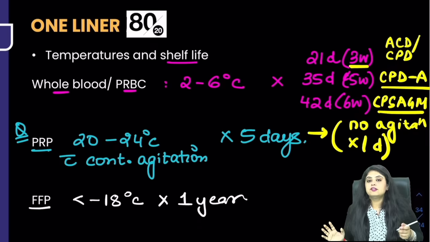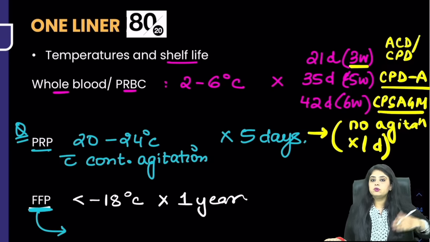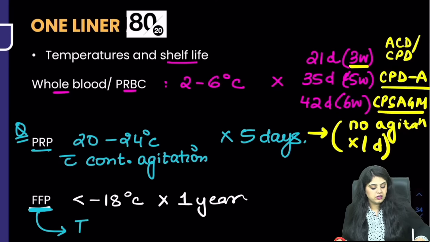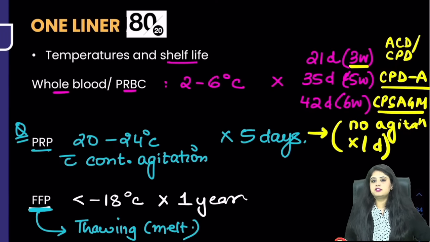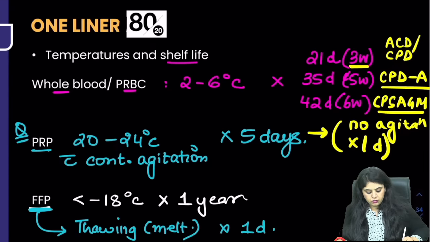However, now AIIMS will ask you that it was in a frozen state, but you took it to your ward and in those 20 minutes, it melted. What is melting known as? Melting is known as thawing, right? So if they say that the fresh frozen plasma has been in a molten state, it has thawed. Now how much time can you store it for? Again, you can store it only for 1 day.